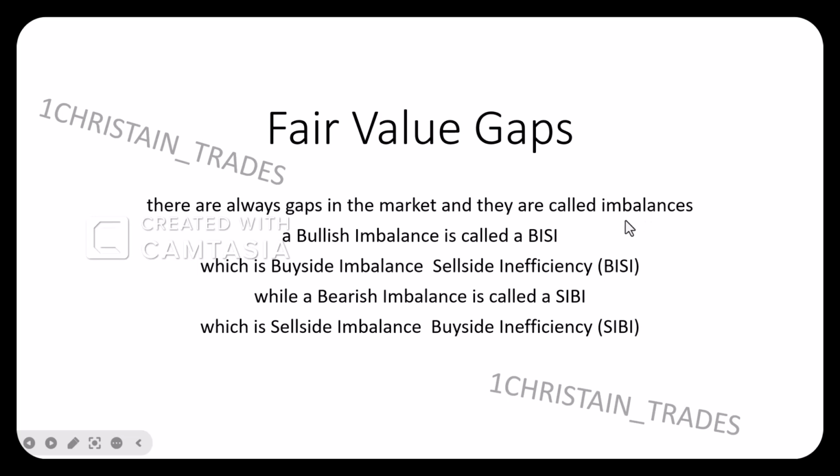Let me repeat that once more. There are always gaps in the market, and those gaps, we call them imbalances. So a bullish imbalance is called a BC, which is what? Buy side imbalance, sell side inefficiency. While a bearish imbalance is called a CB, which is sell side imbalance, buy side inefficiency. What does all this mean?